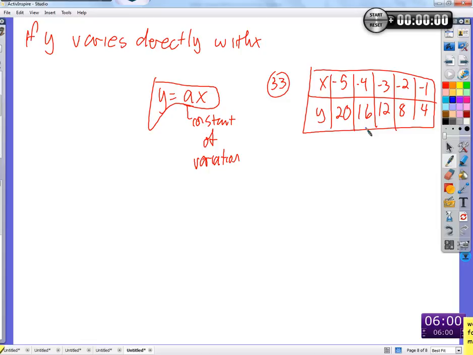How did you figure that out? How did you figure out it was negative 4? I just looked at that. What would you have to do? Multiply by. Yeah. Right.